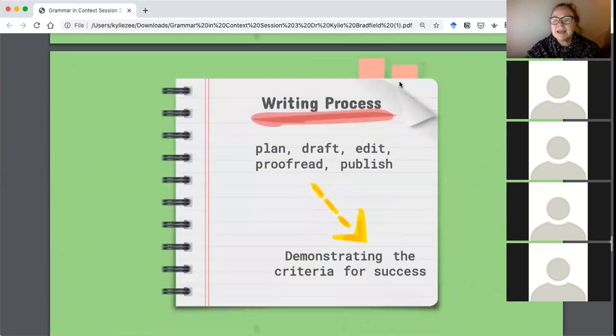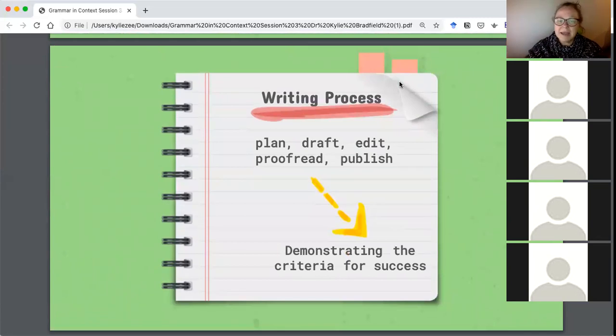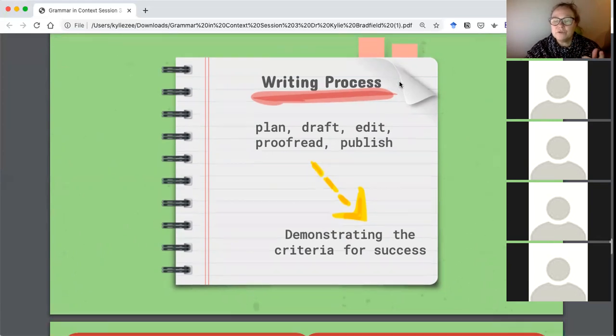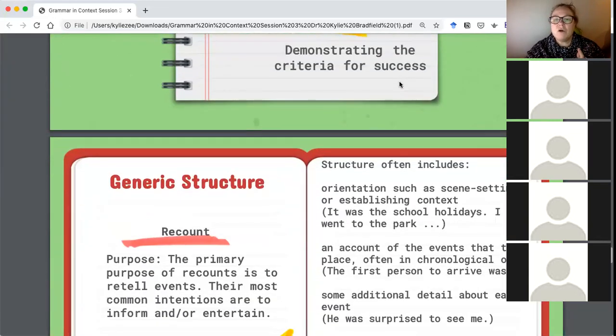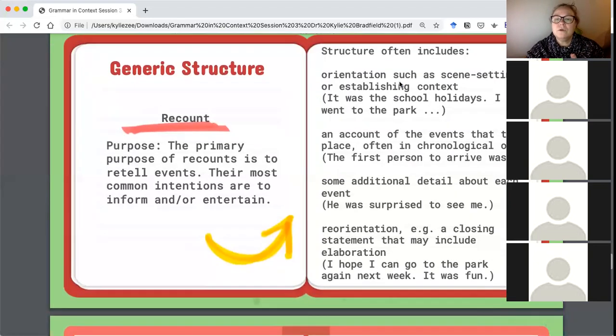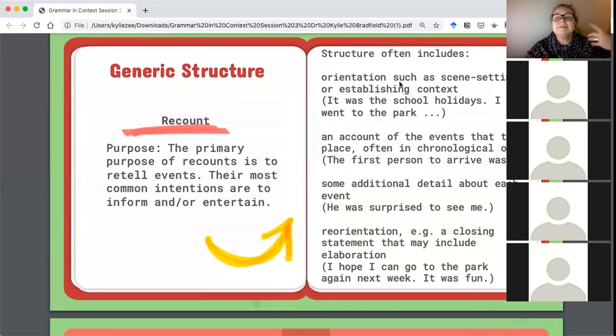And then at last, coming to this independent stage where we let them plan, draft, edit, proofread and publish. We don't always have to publish everything that's written. Sometimes them being in the writing notepad is enough, but something like this you might decide to publish. And then, of course, we're looking for the demonstration of the elements that we identified before. Do they have an orientation? Is there an account of events that are in order, or have they used other literary tools like flashbacks and things like that with the reorientation?